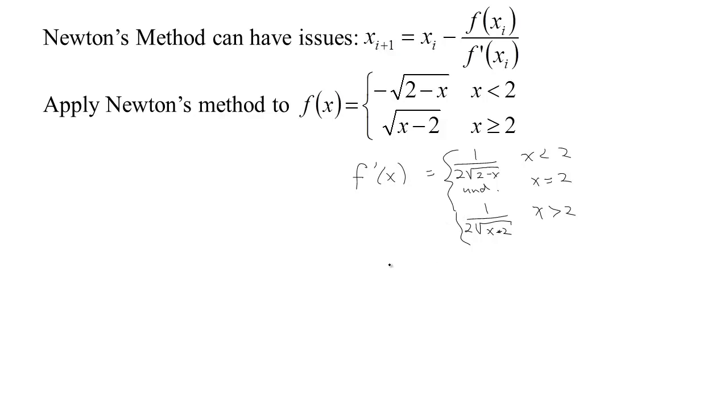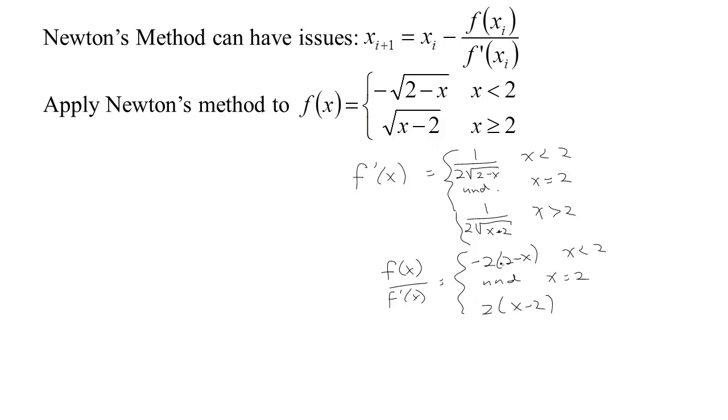Now the next thing that we need to calculate would be f of x over f prime of x, which again, that will be undefined if x equals 2. But if x is less than 2, we'll have this function dividing by this fraction is the same as multiplying by its reciprocal. So we're going to get negative 2 times the square root of 2 minus x times the square root of 2 minus x, you'll just get 2 minus x if x is less than 2. And if you have f divided by f prime when x is greater than 2, you really have the square root of x minus 2 times the reciprocal of this, so you get 2 times x minus 2.